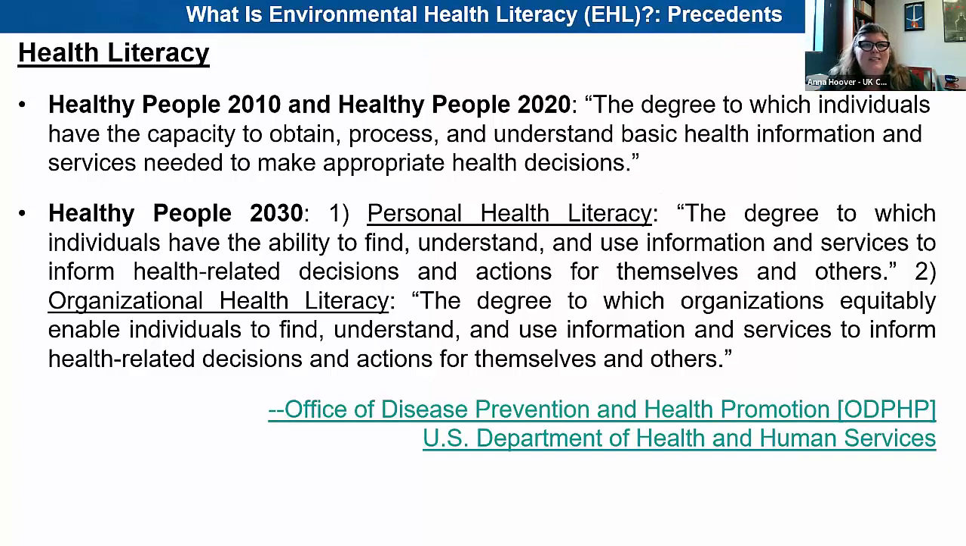Both of those documents defined health literacy as the degree to which individuals, one person, right, have the capacity to obtain, process, and understand basic health information and services needed to make appropriate health decisions. So there's a lot packed in there, right? We're talking about individuals. That's our unit of analysis. We're talking about access to and use of information, and we're talking about appropriate health decisions.